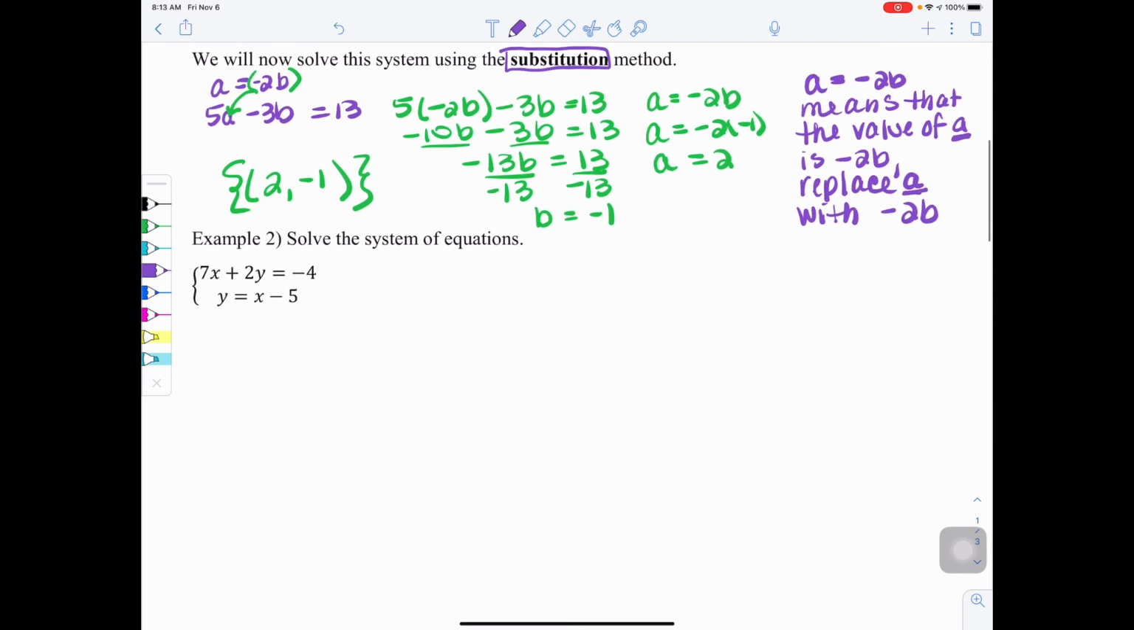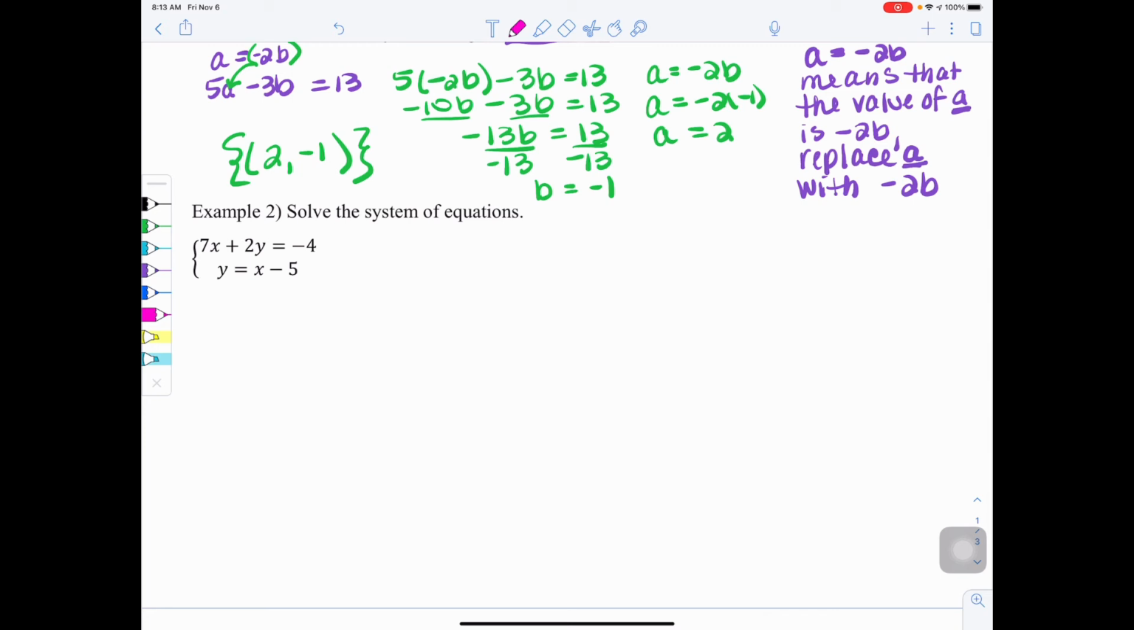In our second example, we're going to solve the system of equations 7x plus 2y equals negative 4 and y equals x minus 5. Now again, if I'm trying to decide which method to use, substitution is the best for a couple of reasons. First reason is they're telling me what y is equal to: y is equal to x minus 5. I can also tell because it doesn't look like elimination. The second equation is not in standard form. My like term variables are not lining up. So by process of elimination, substitution is the best method as well.